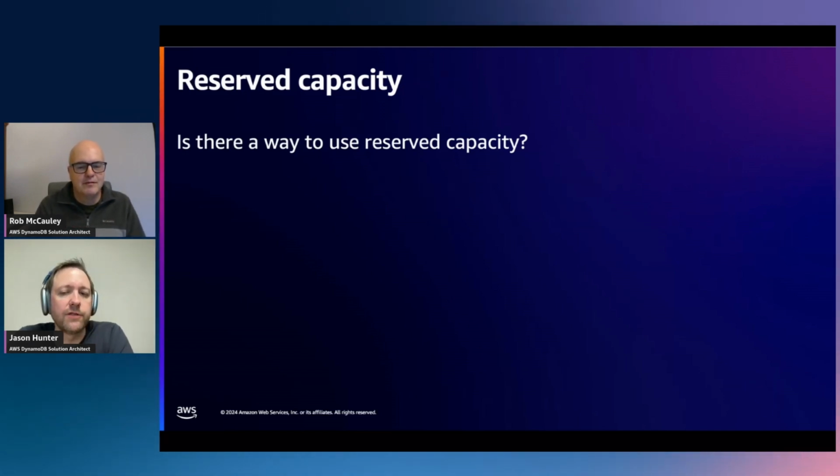And it's very similar because reserved capacity is a promise to consume a certain minimum amount for 1 year or 3 years. And the promise is because if you don't consume it, you're still charged like you do. But you get a discount, a little over 50% for 1 year and around 80% for 3 years, right? So you get a major discount off your provision capacity if you buy reserved capacity.